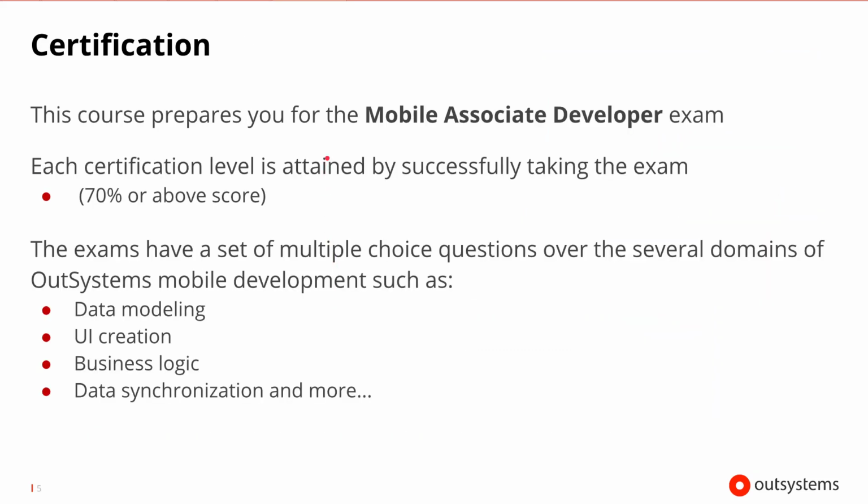Now that you've completed the course, you are prepared to go and take the Mobile Associate Developer exam. To pass that exam, you'll need a score of 70% or above on the multiple choice test. There are 50 questions inside of the Mobile Associate Developer exam. They cover all the different topics that were covered in this course, including data modeling, creating the UI of a mobile app, doing the client and server logic that is required, and being able to do data synchronization and plugins and all of the other topics that we covered inside of the course.